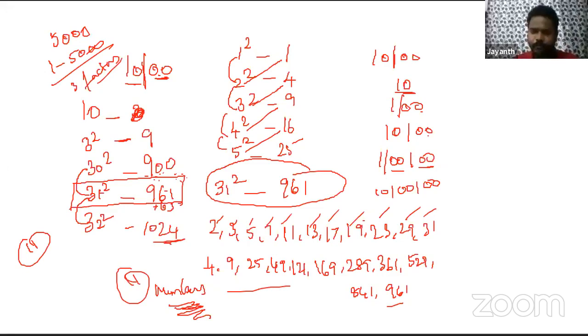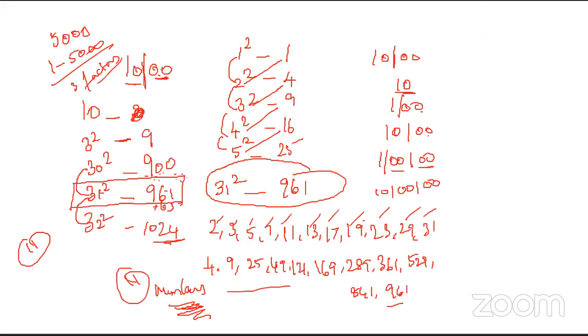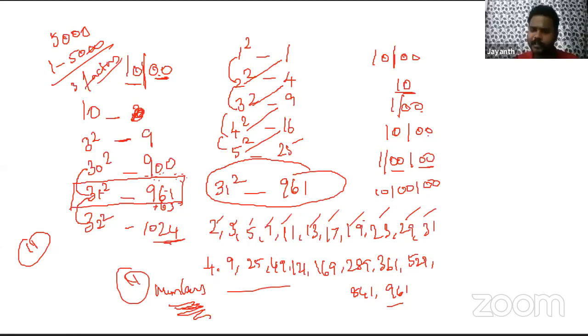Satish, excellent. Can you tell me what are the numbers? Up to 31 we know. After that, what are the numbers? Please tell me.